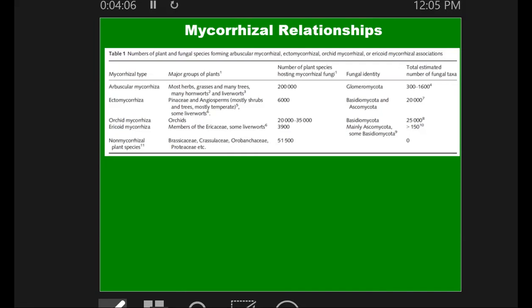So here you can see that there's different types. Arbuscular mycorrhiza is the top line. And then ectomycorrhiza, there's orchid mycorrhiza, ericoid, and then there's some others too that didn't make it onto this particular list. So I'm going to be focusing on the top two lines and thinking a little bit more about those. I'd like to start with ectos.